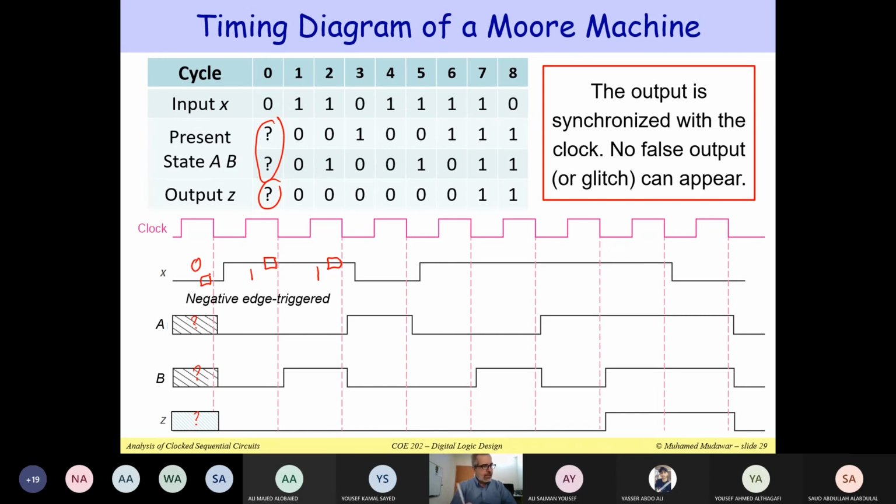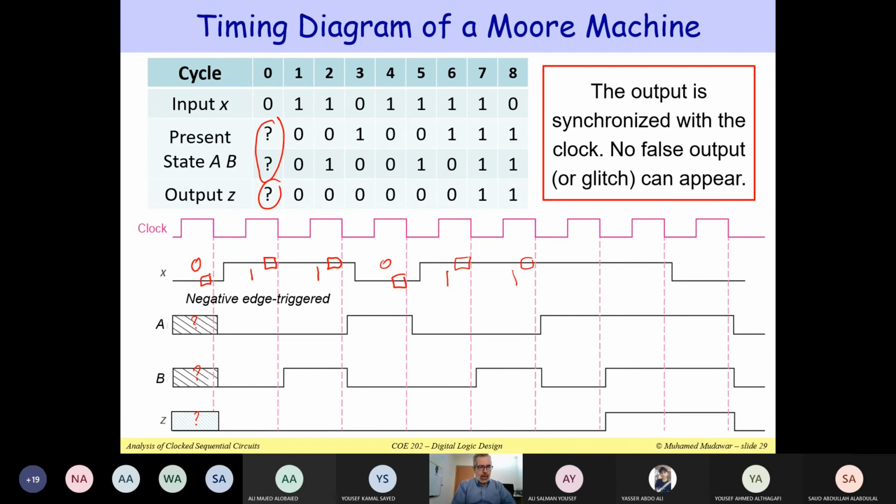And we are using the negative edge because the types of these flip-flops use the negative edge. Okay? So sometimes some flip-flops use the rising edge, some of them use the falling edge. So here, the author is using a flip-flop that uses the negative edge. So for this reason, we look at the input x just before the negative edge. So here it is 0, this is 1, this is 1, etc.